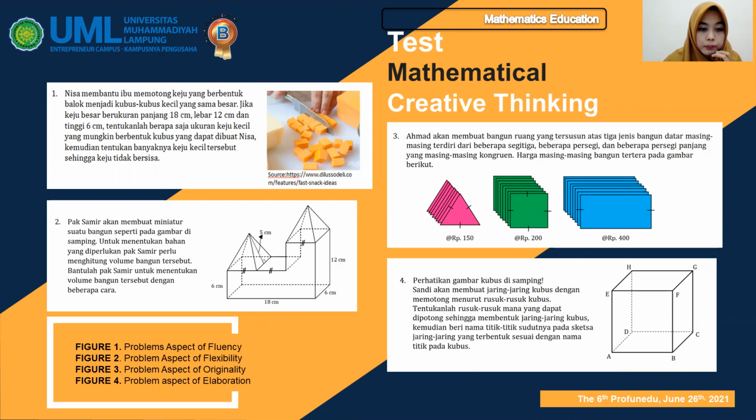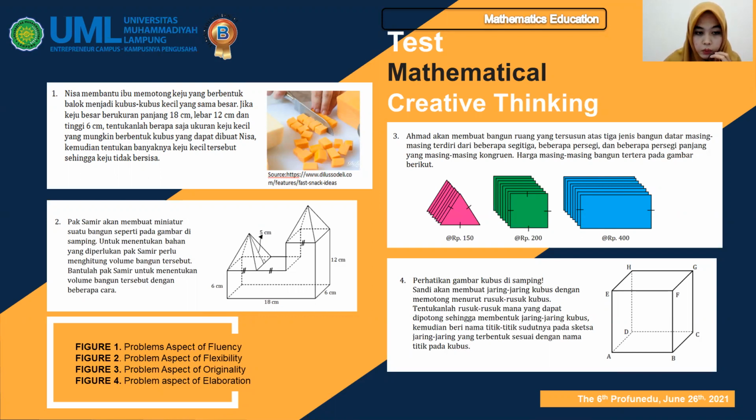In Figure 3, the problem aspect of originality, measures the originality aspect of mathematical creative thinking. Students are expected to be able to produce answers that are unique and different from others, design a sketch of a unique spatial shape, and combine the sketch with the provided flat shape.